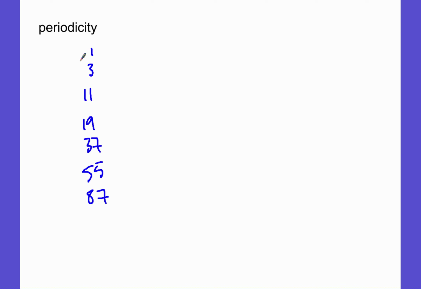If you look at the difference between 1 and 3, the difference is 2. The difference between 3 and 11 is 8. Between 11 and 19 is also 8. The next difference is actually 18. The next difference is 18 again, and that final difference is going to be a 32. Now, that may not mean much initially, but you've seen those numbers before, right? We know exactly what those numbers mean at this point.